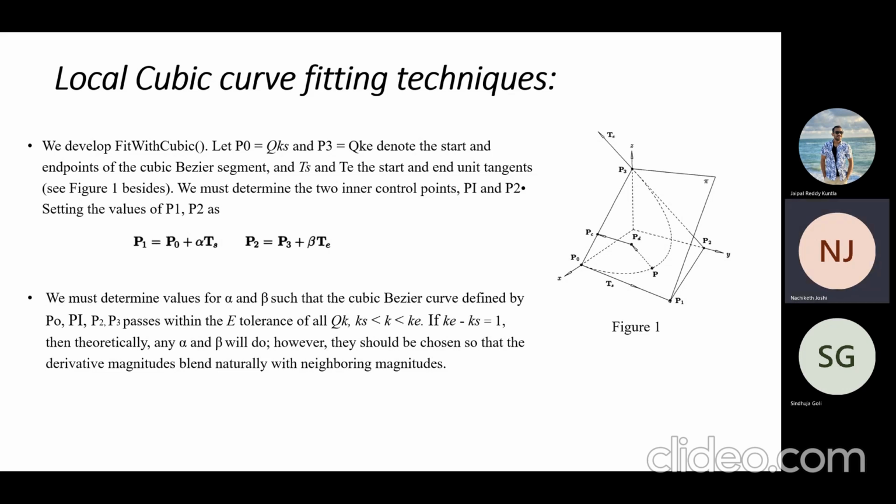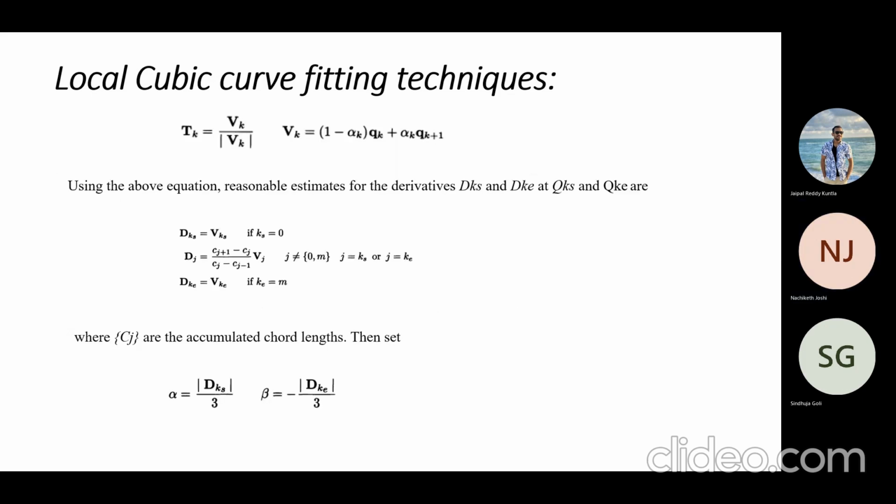We must determine values for alpha and beta such that the cubic Bezier curve defined by P0, P1, P2, P3 passes within the epsilon tolerance of all Q_k, where ks is less than k and k is less than ke. If ke minus ks is equal to 1, then theoretically any alpha and beta will work. However, they should be chosen so that the derivative magnitudes blend naturally with neighboring magnitudes. T_k is given as V_k by the magnitude of V_k, where V_k is equal to 1 minus alpha_k times Q_k plus alpha_k times Q_k plus 1.